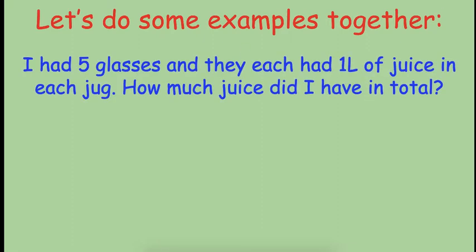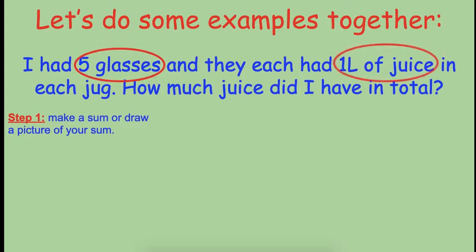So here is my story. I had 5 glasses, and they each had 1 liter of juice in each jug. How much juice did I have in total? So remember, step 1 says you make a sum or draw a picture, but you need to look in your story for the special words that we have to find. So I have 5 glasses and I have 1 liter. Now, how we know that this is a times table sum or a multiplication sum is that we are talking about glasses and we're talking about liters and something that goes into those glasses.